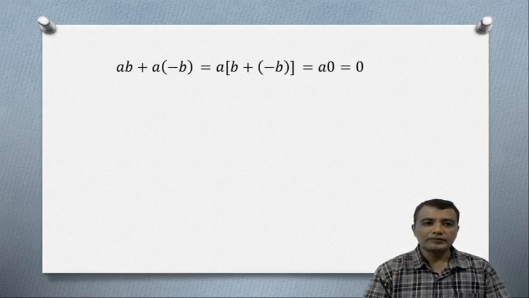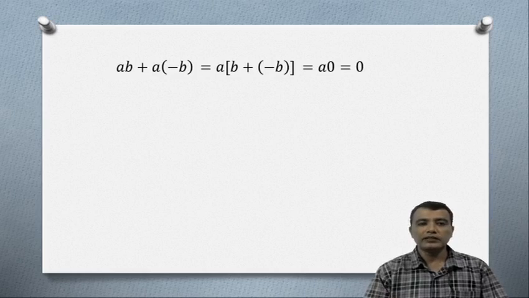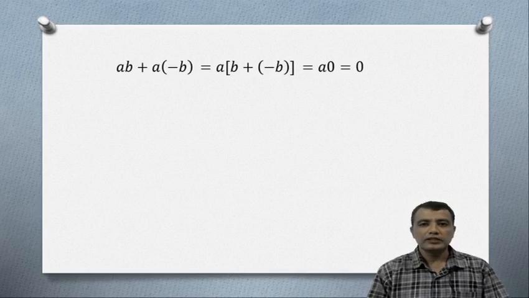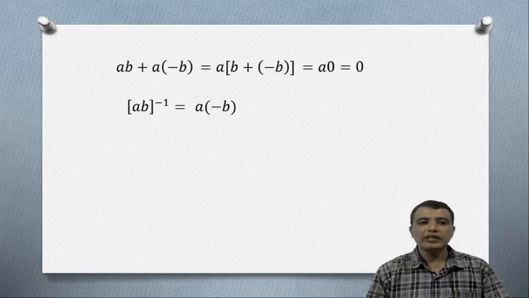Now what does it tell? AB plus A into minus B is equal to 0 means the inverse of AB is A into minus B. See, if A plus B is equal to 0, that means what? B is the inverse of A, or A is the inverse of B. So we write A inverse is equal to B. Therefore, AB inverse is equal to A into minus B.